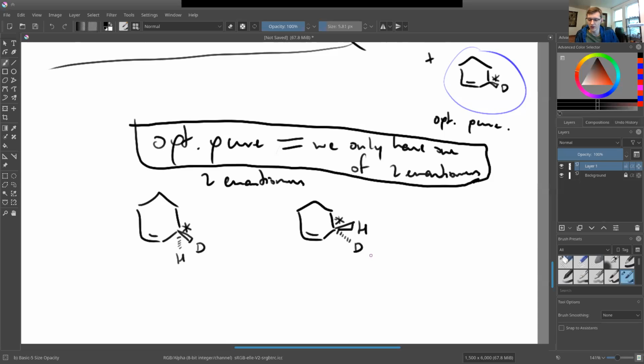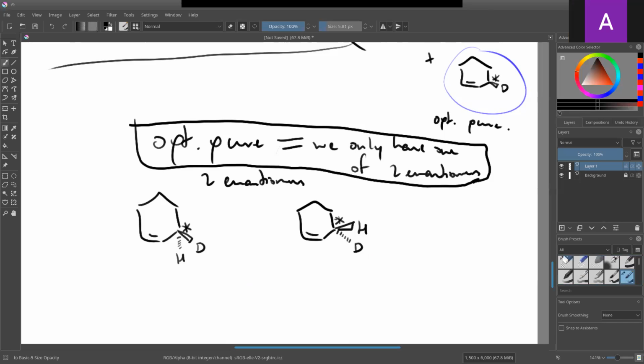Yeah, although I think you're right. Using optically pure really only applies if we have a single compound, and if we have two diastereomers, both of which have one chiral center that's pure, then you probably wouldn't call it optically pure. But yeah.